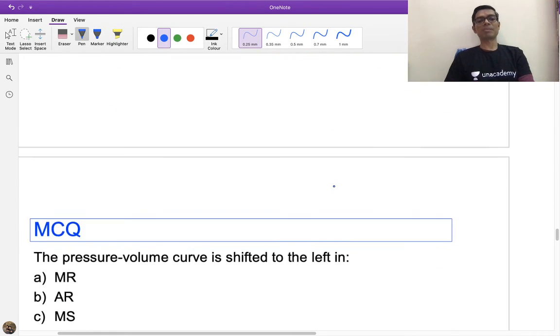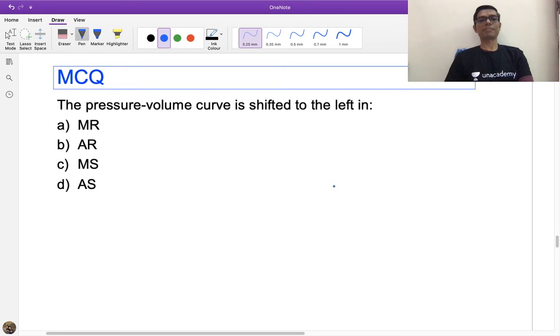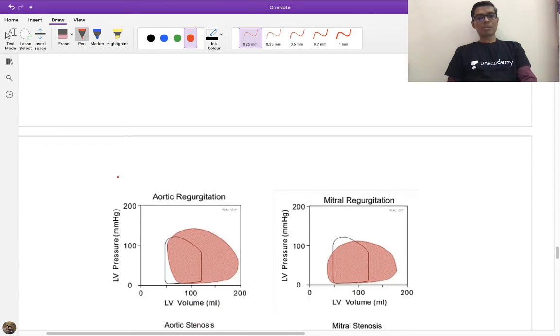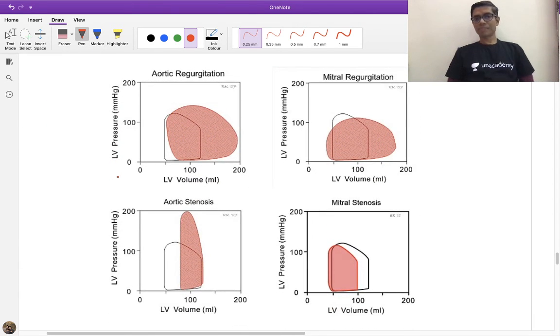Now I am giving one question to answer. Look at this question and try to answer quickly. The pressure volume loop is shifted to the left in. So I am telling you the answer because the time is less. The answer is mitral stenosis, right? Okay, so now look at different pathologies here.